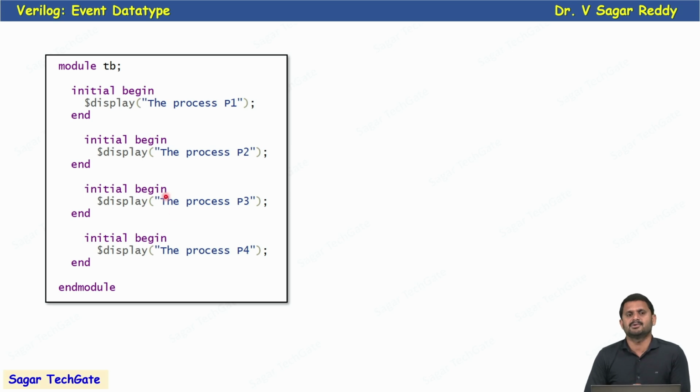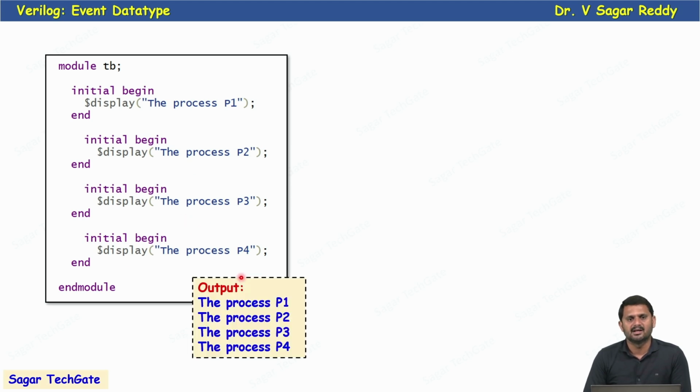We don't know. Assume, for example, this initial block executes first, then it displays process P1, another later process P2, process P3, like that. This is the output. Assume that this initial first, later this initial block, after that this, and after this. So how many? Four display statements: the process P1, P2, P3, and P4.